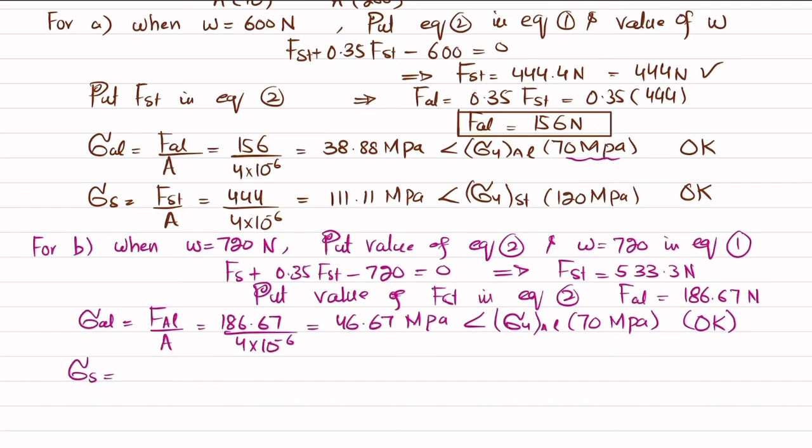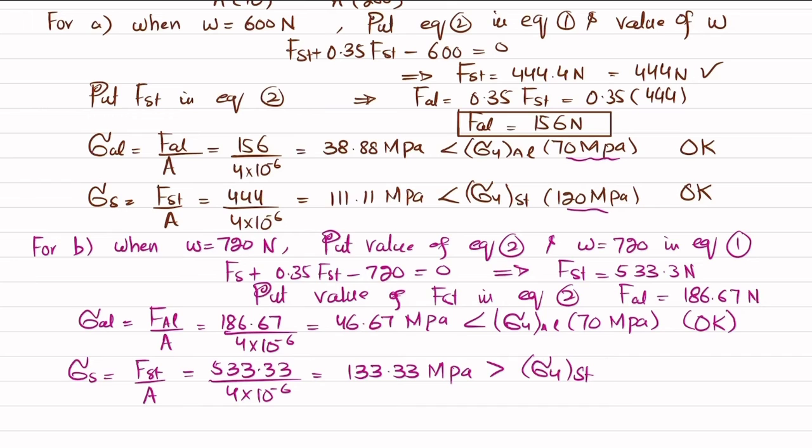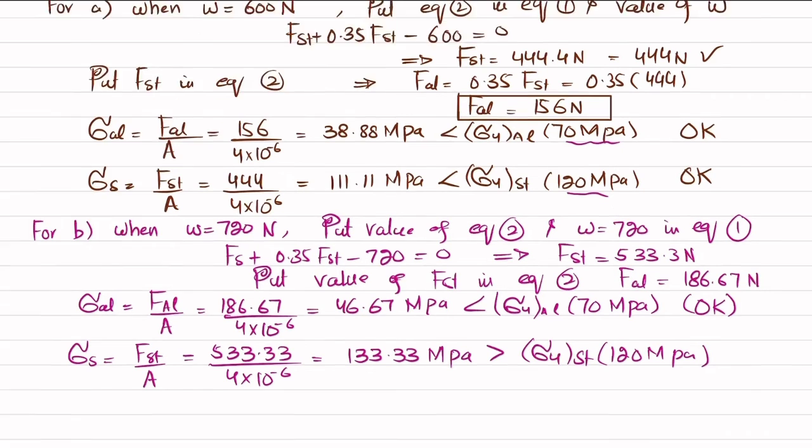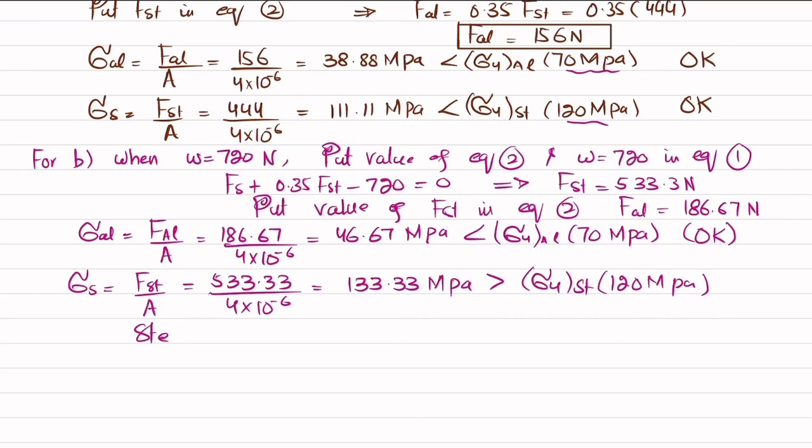Now for steel, the stress is equal to F of steel divided by area. F of steel is 5333.33 divided by the area, which is 4 into 10 to the power minus 6. When you calculate, it will be 133.3 megapascal. And you can see this is greater than the yield strength of steel, which is 120 megapascal. So what does it mean? It means that the steel wire yields.